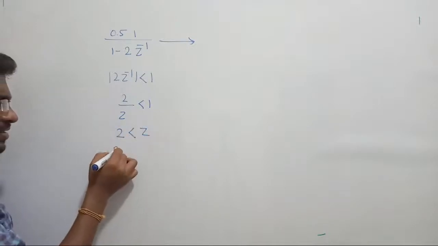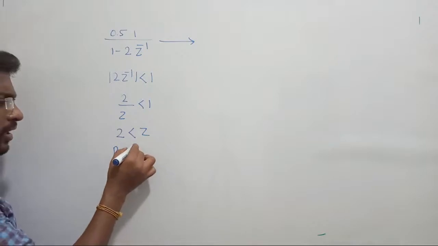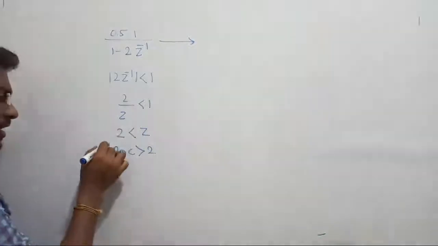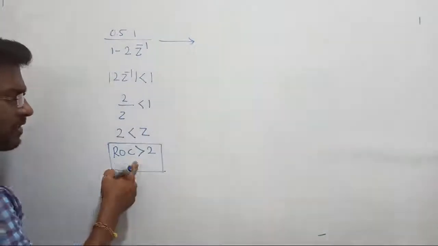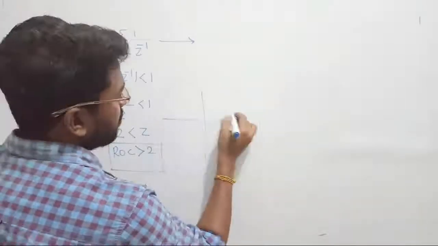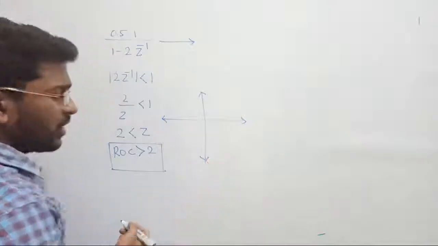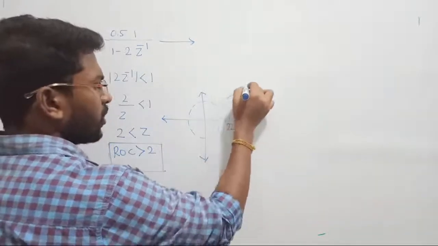Or we can say its region of convergence, ROC, should be what? It is going to be greater than 2. If I just go with this given data and draw the region of convergence for the given function, I understood it is going beyond 2.